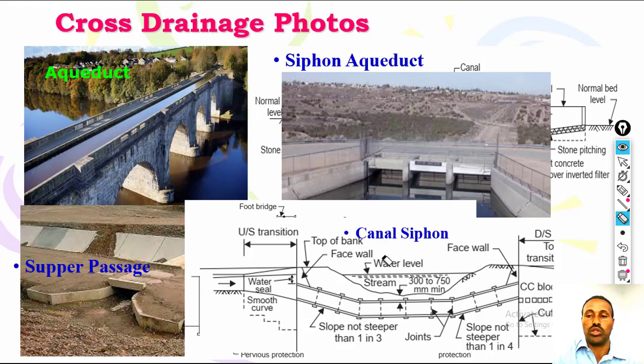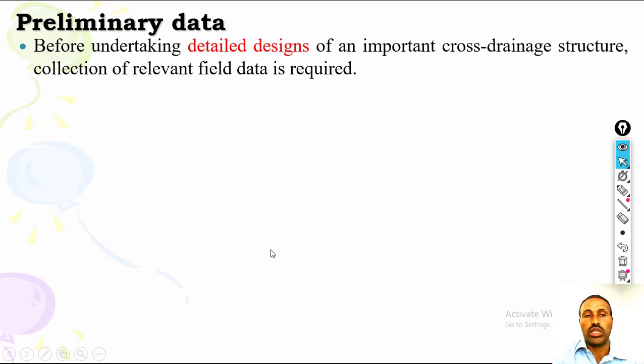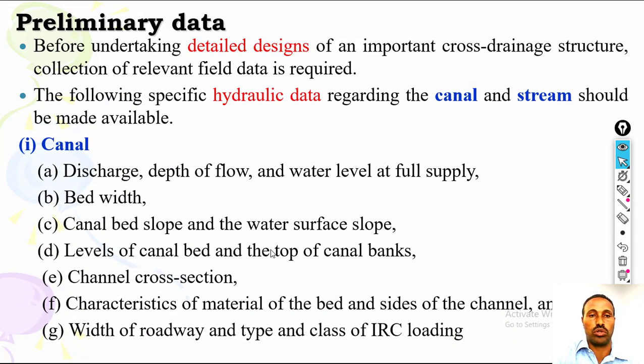So let's go to the detail now. So what are the preliminary data? So you need preliminary data before undertaking detailed design of important CD structures. You need to collect relevant data for construction of this CD. So the following hydraulic data regarding canal and stream should be made available.